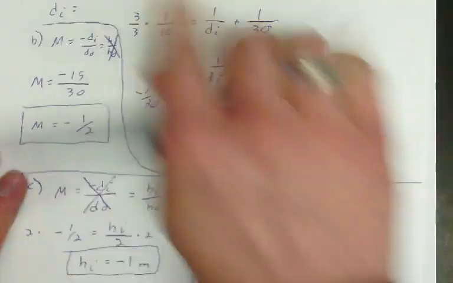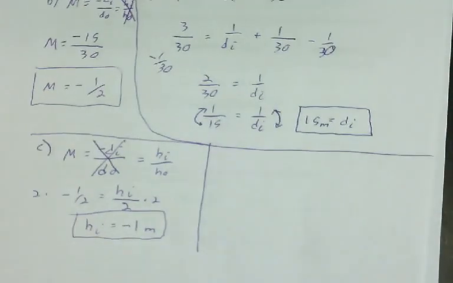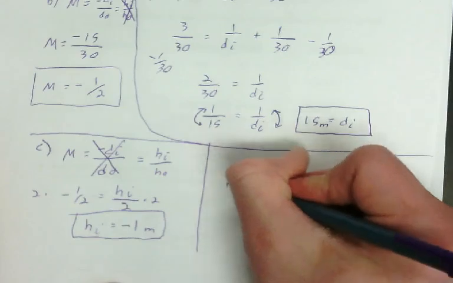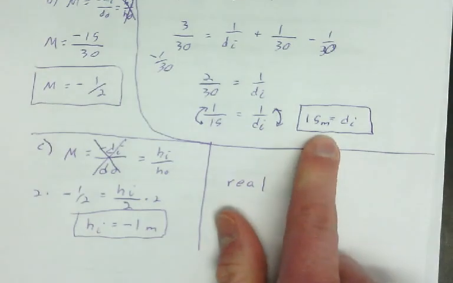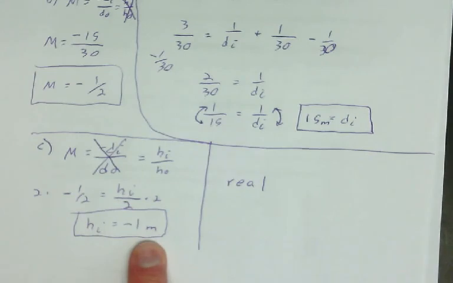All right, last one. Is it virtual or real? There are lots of ways to figure it out. Here's my personal preference. My personal preference is look at the magnification. If the magnification is negative, it is always real. If the magnification is positive, it is always virtual. But there's other ways you can figure it out. Positive DI is real. Negative DI is virtual. Negative HI is real. Positive HI is virtual. So it's up to you how you figure it out. But that's how you go about doing it.